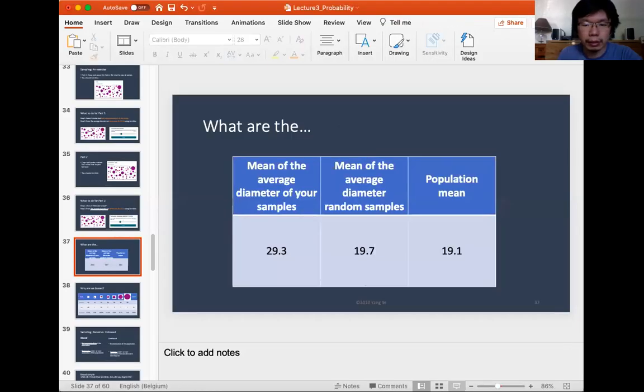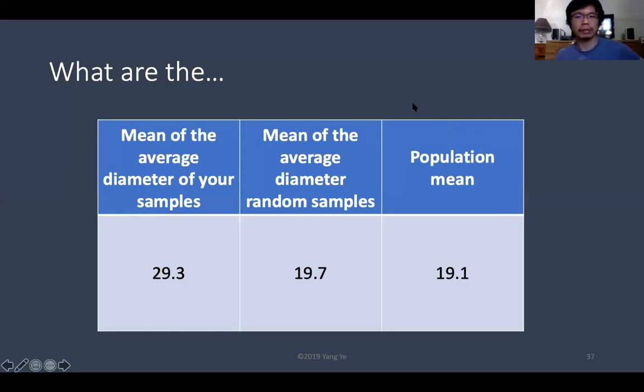So here are the results from the sampling. The first one is the average diameter of your samples. The second is the mean of the average diameter of the random samples, and the third is the population mean, which is the mean of the diameter of all the circles in that graph. What you see here is that you're overestimating the diameter by quite a large margin, where the mean of the average diameter from the random sample is closer to the population mean.